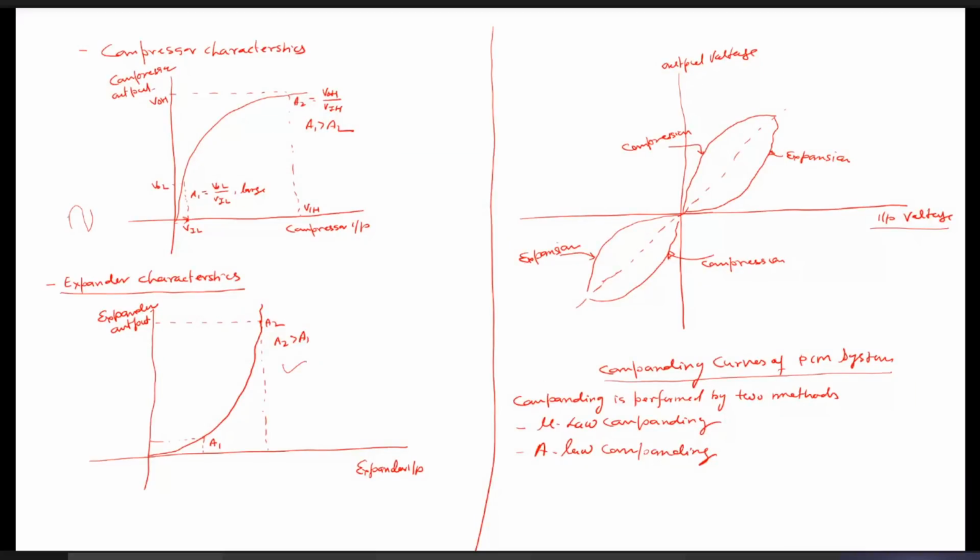And this companding curve we obtain by two laws. One is called mu law companding, and another is called A law companding. In some countries they use the mu law, and in some countries they use the A law. So depending upon the company's policy, any one of the laws can be used. In India, we use the A law companding technique.